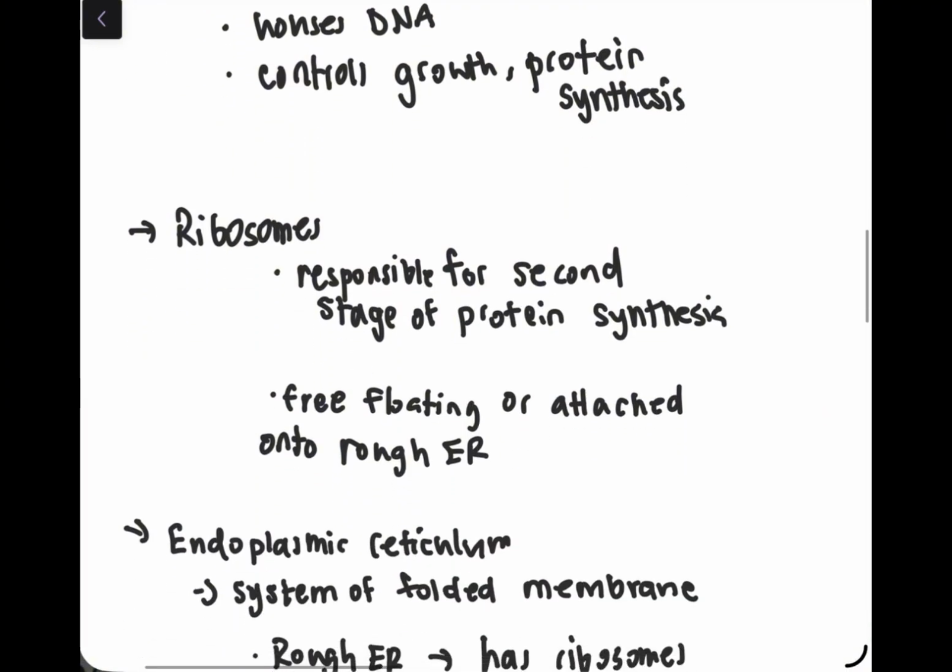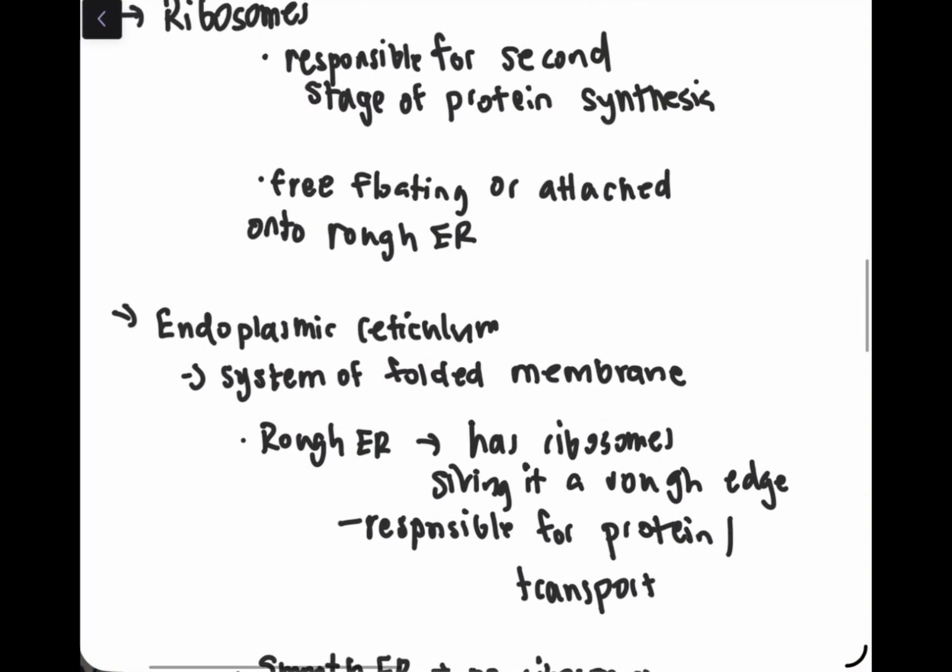The next one up here we have is ribosomes. Now ribosomes are responsible for the second stage in protein synthesis. The first stage of protein synthesis is undergone in our nucleus. The second stage, called translation, occurs in the ribosomes. The site of these ribosomes can depend. They can be free floating in the cell, or they can be attached onto a rough ER. So what is a rough ER? Well, that's what we're going to be talking about next.